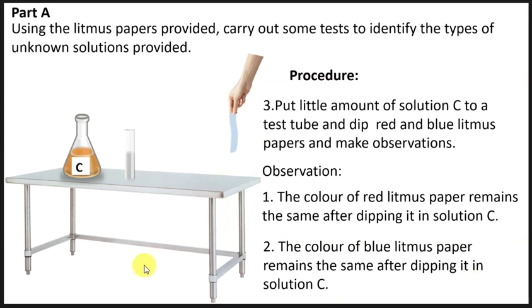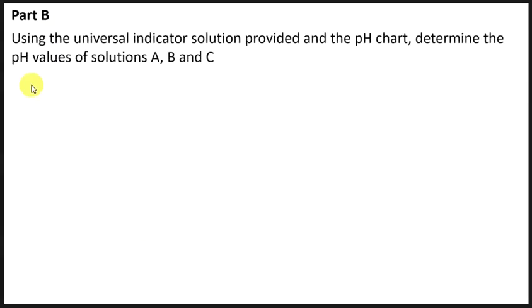Okay, then next we go to part B of the practical. You may have so many parts, but this one has got part A and part B. So part B says using the universal indicator solution provided and the pH chart, determine the pH values of solutions A, B, and C. So here we are going to use a universal indicator that has been provided and then the pH chart to determine the pH values of solutions A, B, and C.